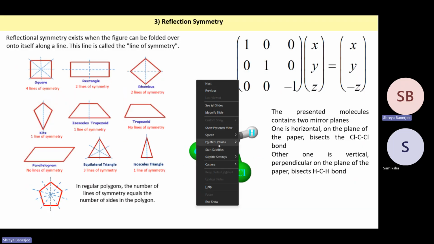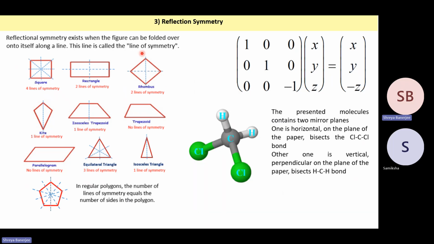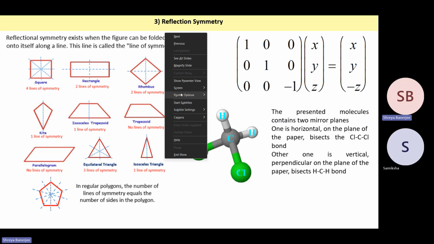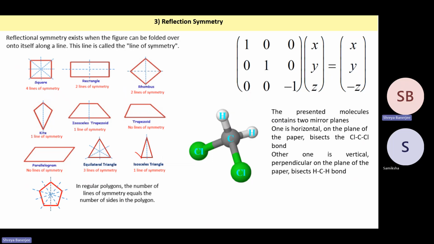See, in reflection symmetry, what happens is that, suppose you are looking at, let us look at this case where you have one reflection plane. So in this reflection plane, what happens? If the coordinates of this was x, y, the coordinates of this become -x, y.